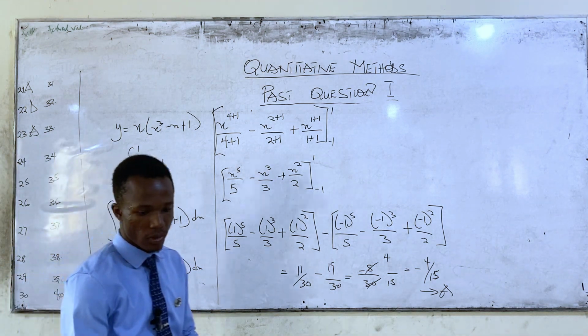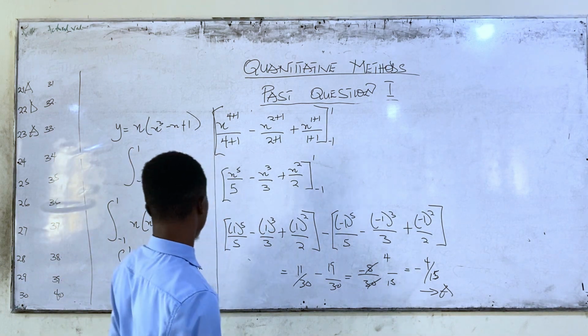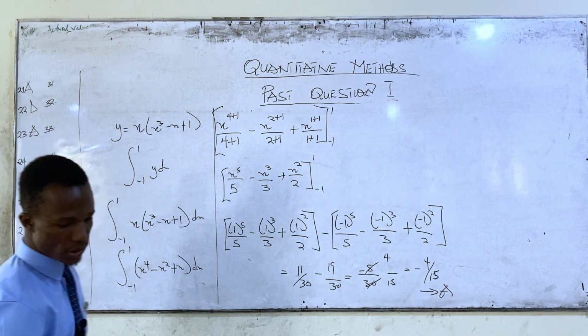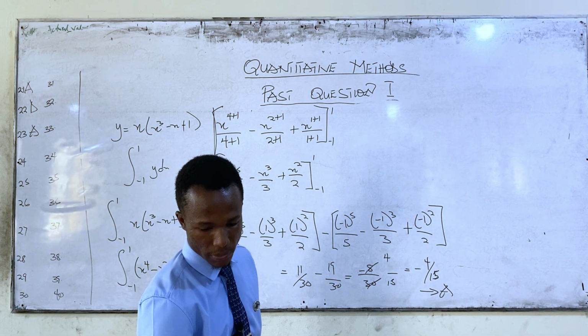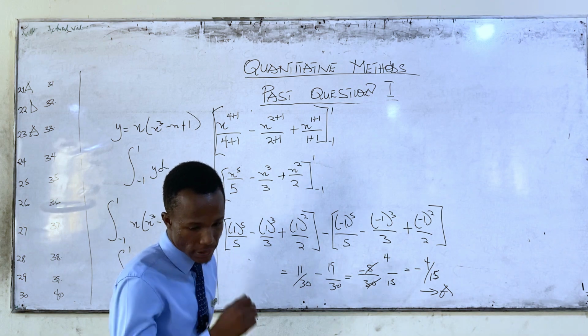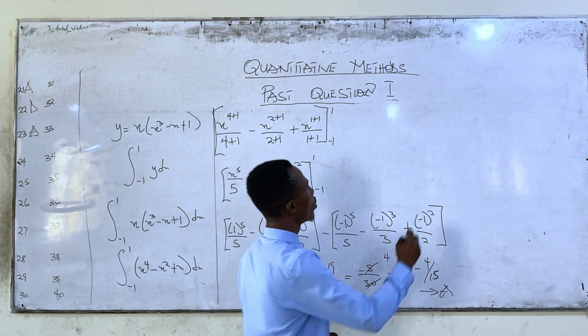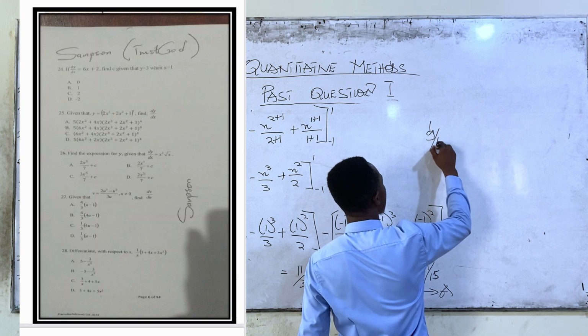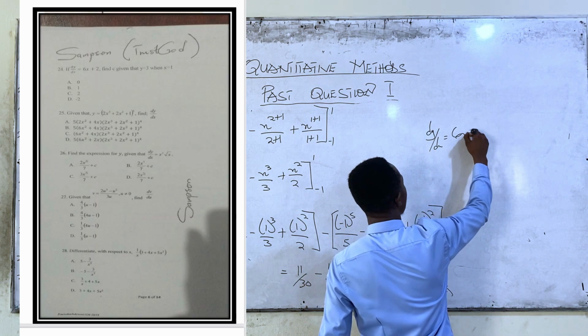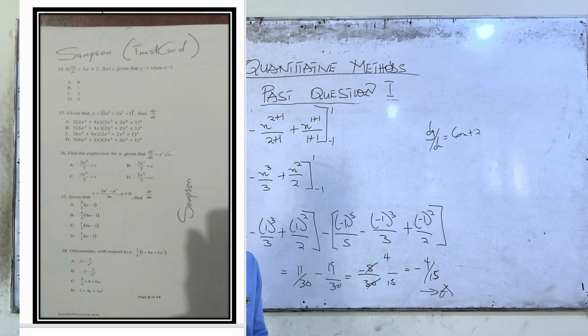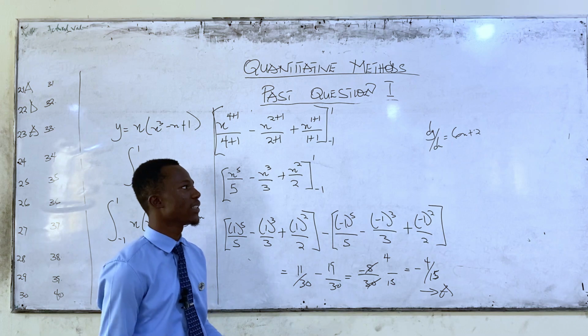Okay. Now let's look at the 24th question. Question number 24. It says if dy dx is equal to 6x plus 2. Find c, given that y is equal to 3 when x is equal to 1. Then why are they saying we should find c?